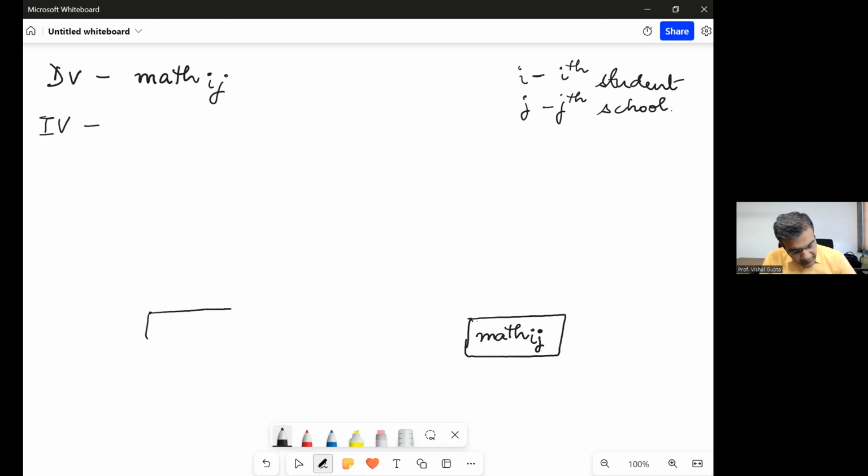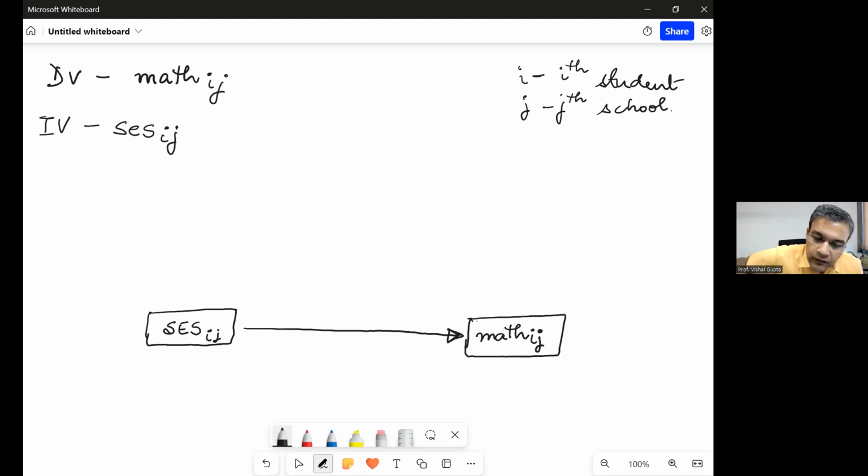Now I want to see whether the socioeconomic status, that means if the student comes from a wealthy family, whether the student is coming from a good background. Socioeconomic status is essentially giving us an indication of what is the background of this student. So we say socioeconomic status of the ith student studying in the jth school, and we want to test this relationship. Let us say, okay, this is what we want to study, that a student's socioeconomic status has a direct impact on how well they do in the mathematics exam. Okay, but then I also have another. In a school, for example, let's say school number 1, there are 10 students.